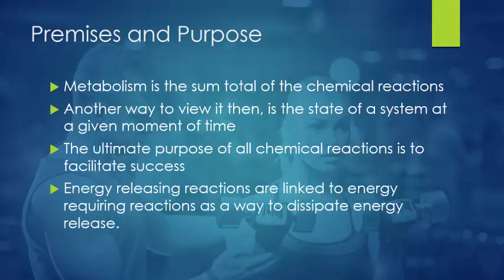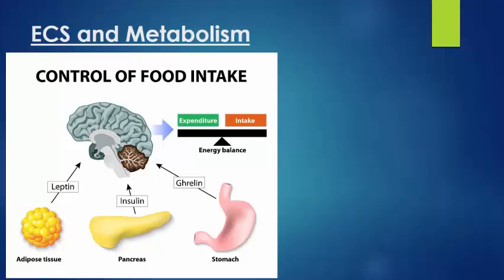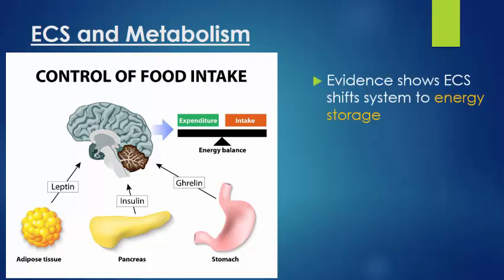All agents employ genetic programs which couple energy-releasing chemical reactions with energy-requiring chemical reactions. These things are always linked. So, evidence suggests that for most all agents, ECS activation changes the system state to one of energy storage. One of the main ways this happens would be from perceptual changes.